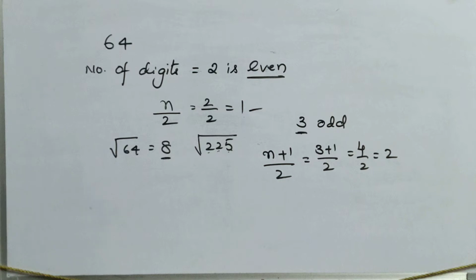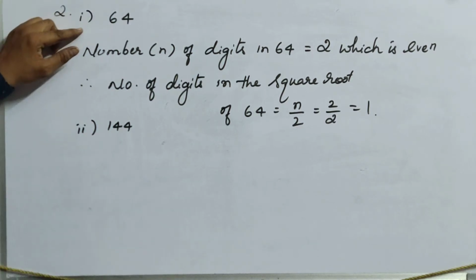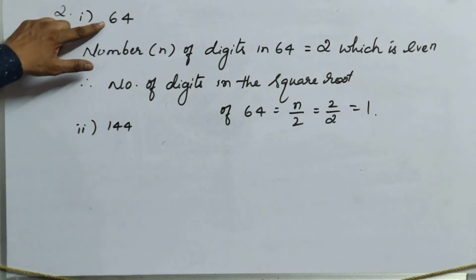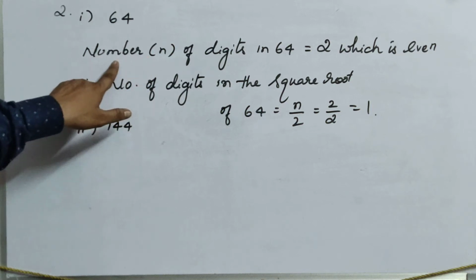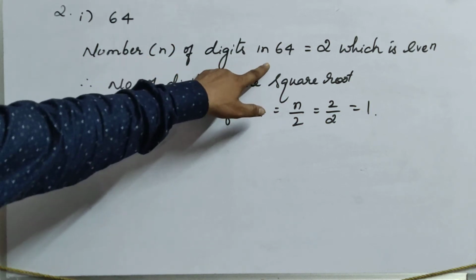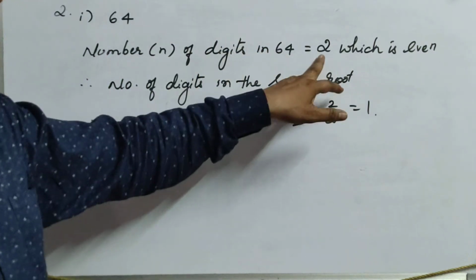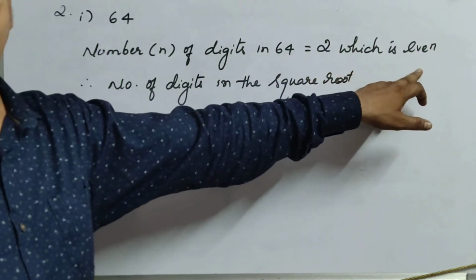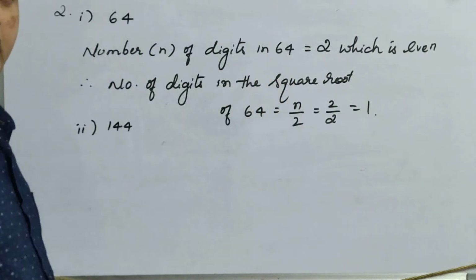Now if I do one sum, you will understand more clearly. Okay children, see here the second row and first question. If I do it with the steps, you will understand very clearly. So the first question is 64. The number of digits, we will denote it with n. So n is the number of digits in 64. In 64, how many digits are there? 2 digits, which is an even number.